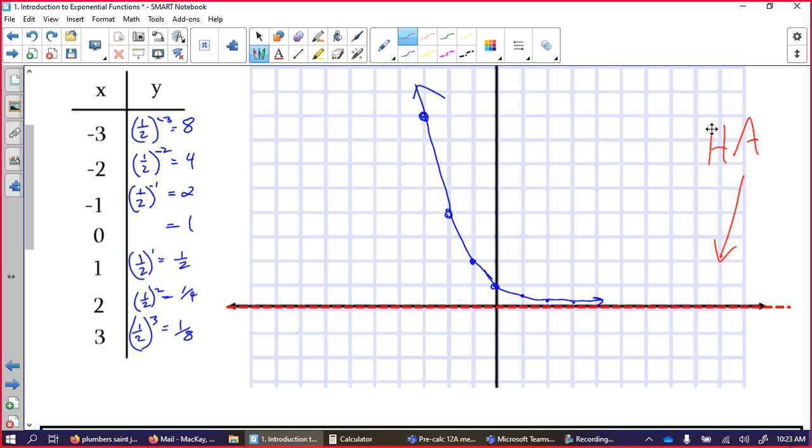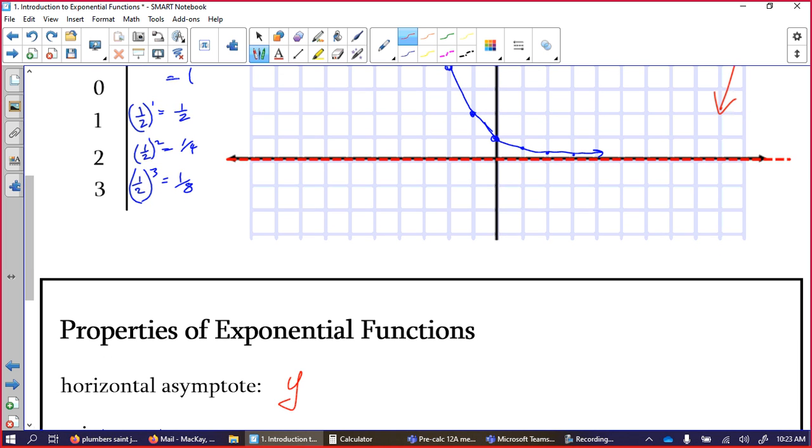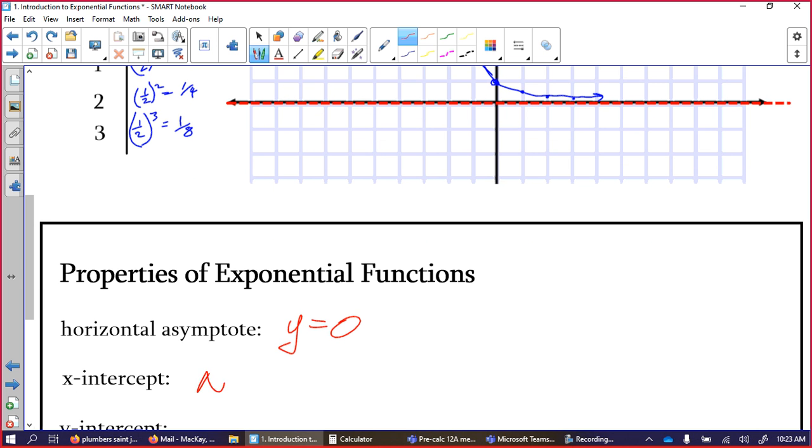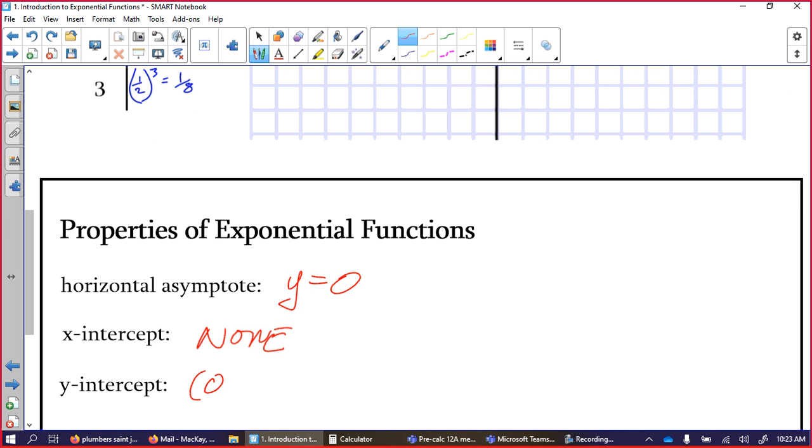We usually abbreviate that because we don't want to write horizontal asymptote over and over and over again. It's still at y equals 0. So the horizontal asymptote is y equals 0. The x-intercept, the point where y equals 0, well, there is none. The y-intercept is still 0 and 1.